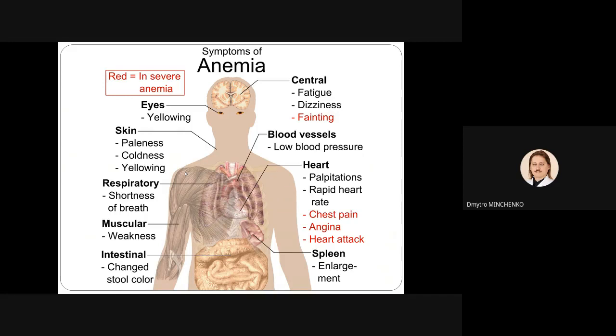Symptoms of anemia include possible yellowing of the eyes, fatigue and dizziness, for severe cases fainting, low blood pressure, paleness, coldness, or yellowing of skin, respiratory shortness of breath, muscular weakness, intestinal change of stool, heart palpitations, rapid heart rate, in severe cases chest pain, angina, or heart attacks, and enlargement of the spleen. This is for all anemias, without specifying which one we're talking about. Obviously, such symptoms as yellowing of the eyes or skin are more typical for hemolytic anemias or B12 deficiency anemias, while severe muscular weakness is more typical for iron deficiencies.